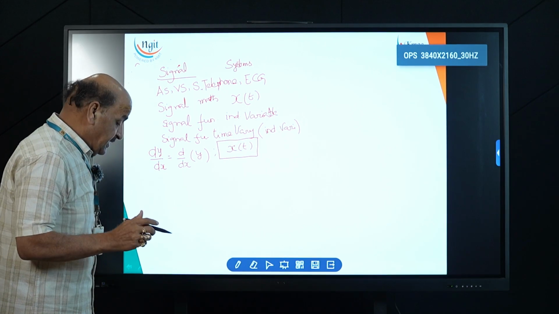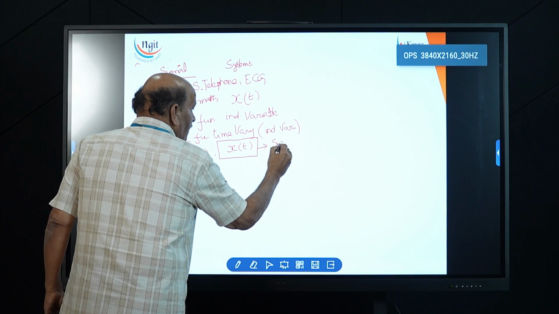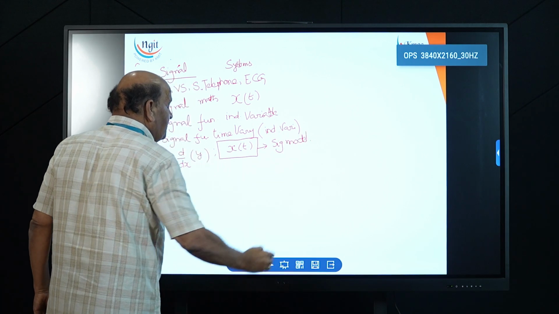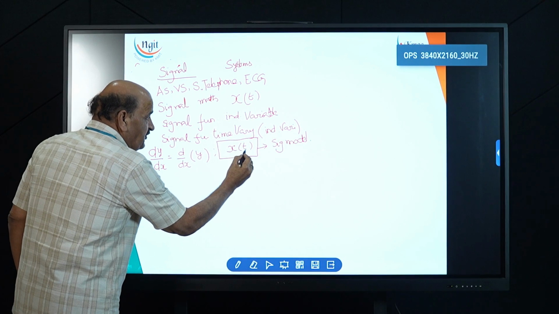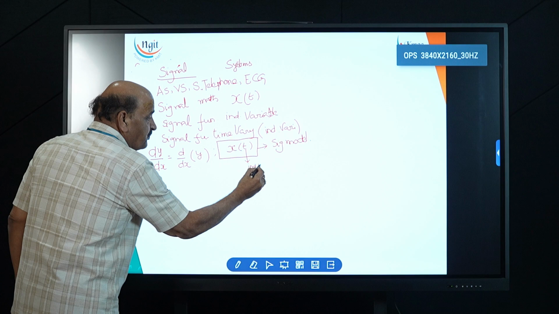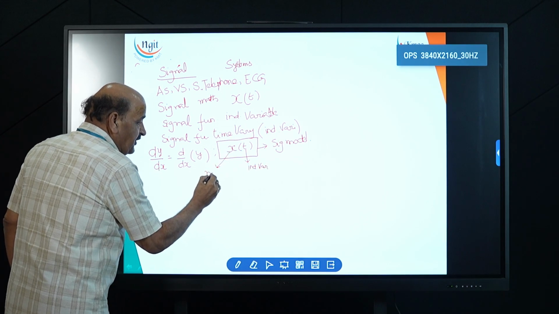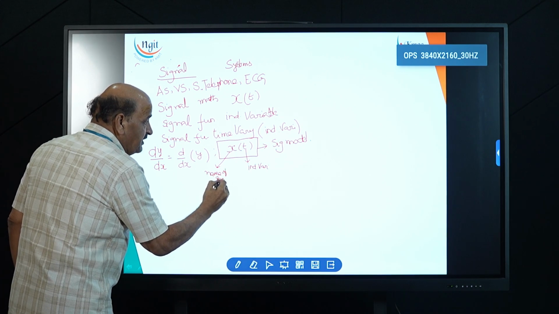This word is very important. So x of t is called signal modeling, that means modeling of a signal. For example, what is t? t is an independent variable. What is x? x is the name of the signal.